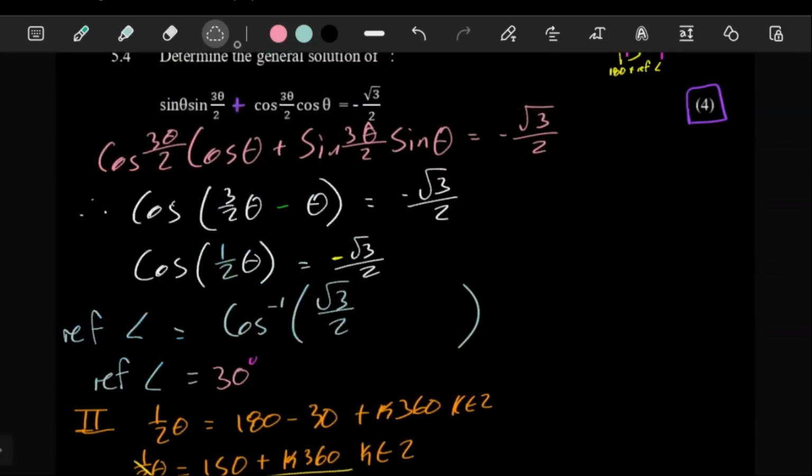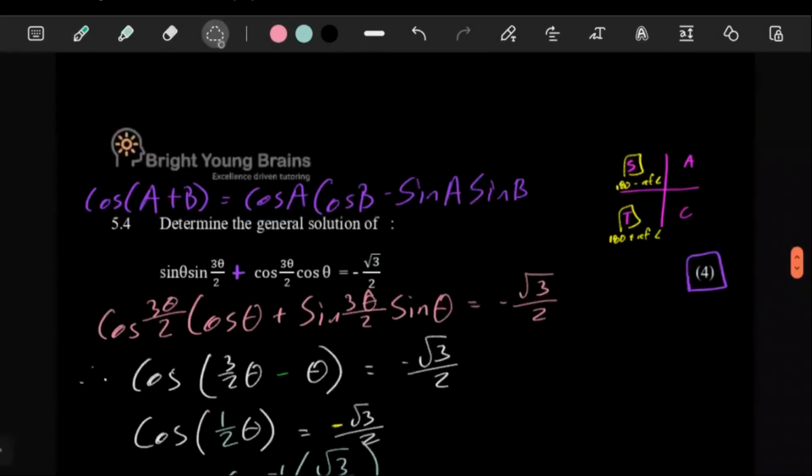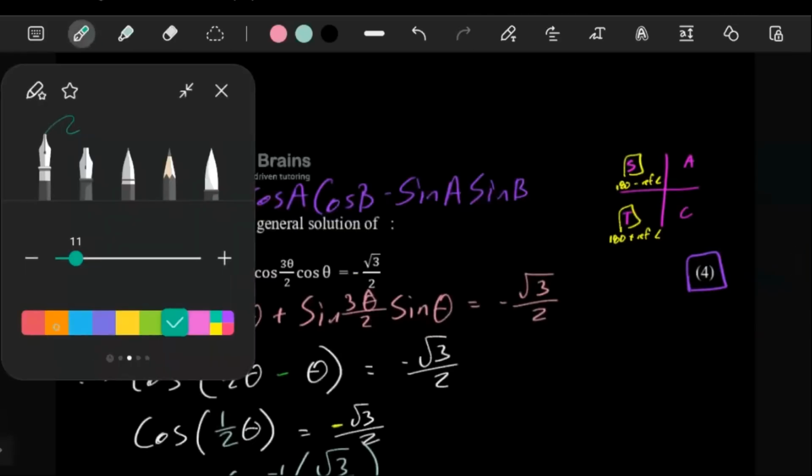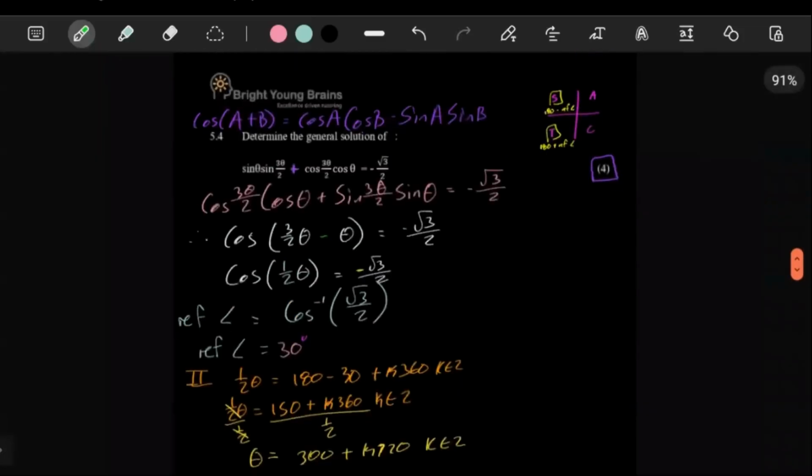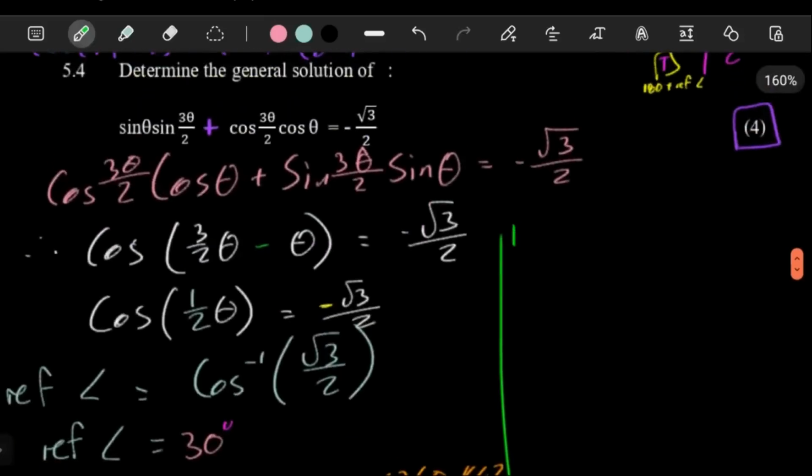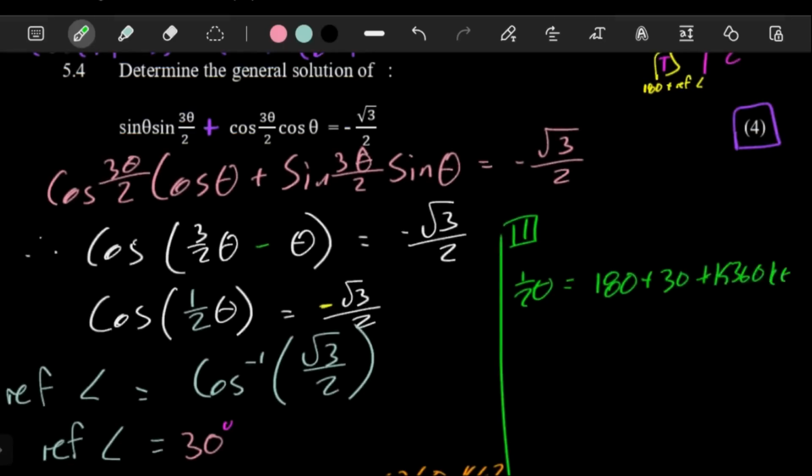So that here we can work with the other quadrant, which is the 180 plus quadrant. Let's put it in a color that will stand out, like the green. So on the other side of the page, you're going to do the third quadrant. Half theta is going to be equal to 180 plus your reference angle plus K360, K is an element of integers.